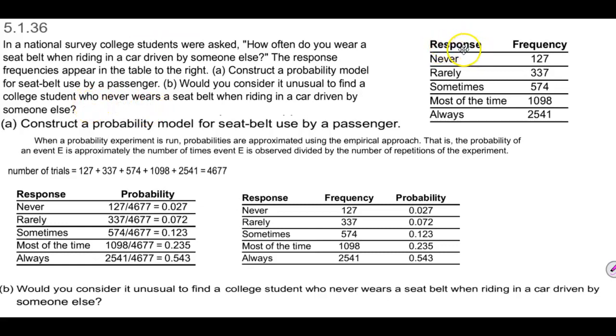So here we have our response, which is never, rarely, sometimes, most of the time, and always. And then we have the responses from that survey of the frequency. So therefore 127 stated never, 337 said rarely, and so on.